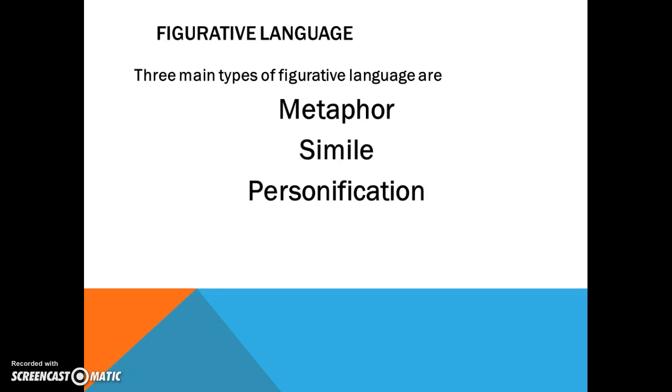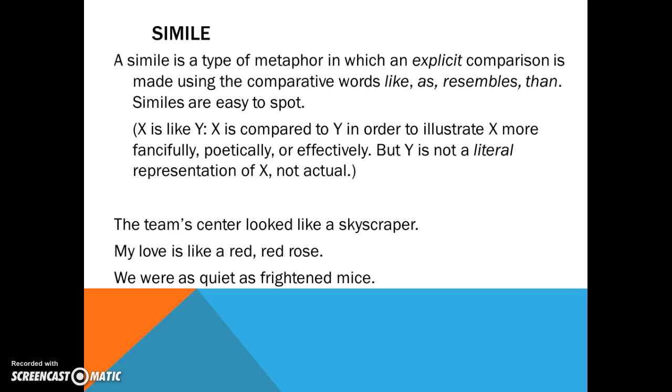Three main types of figurative language that we're going to talk about today: metaphor, simile, personification. There are many others, but these are going to be the three main ones that you'll see most often. A simile is a type of metaphor, but it makes an explicit comparison using words like "like" or "as." So usually those are really easy to spot. X is like Y, and then you're trying to compare X to Y to illustrate something in an interesting way. It's not actually like Y.